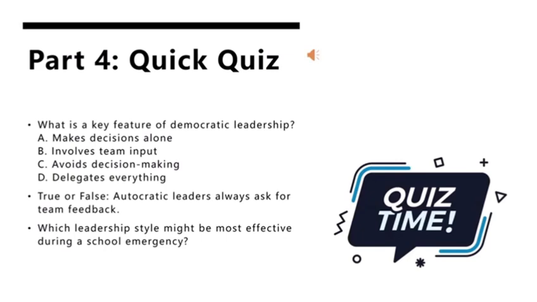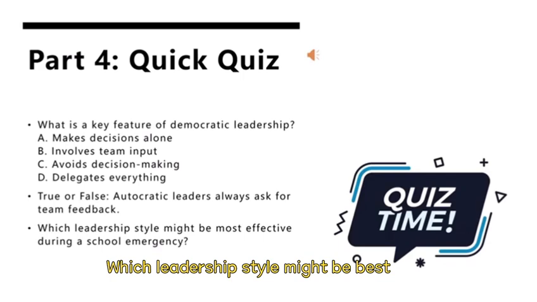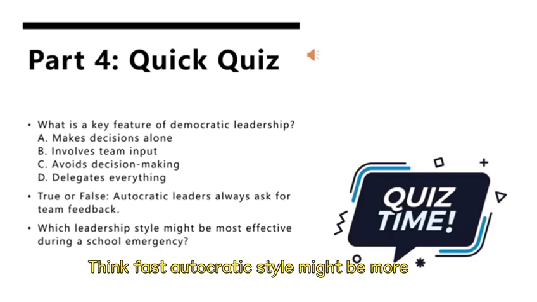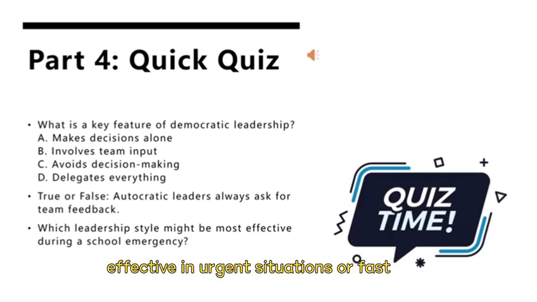True or false, autocratic leaders always ask for team feedback. That's false, of course. Which leadership style might be best during a school emergency? Think fast. Autocratic style might be more effective in urgent situations where fast decisions are needed.